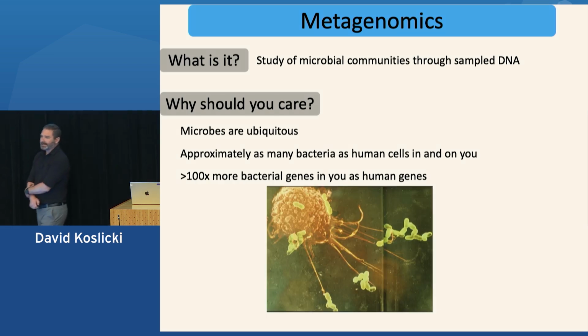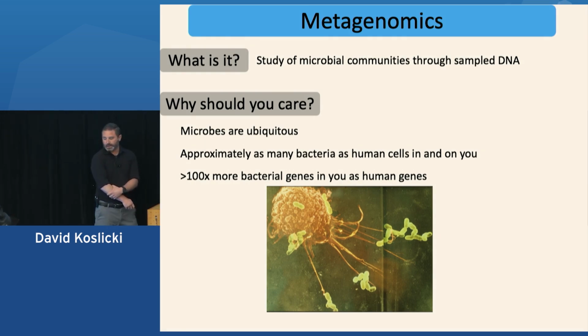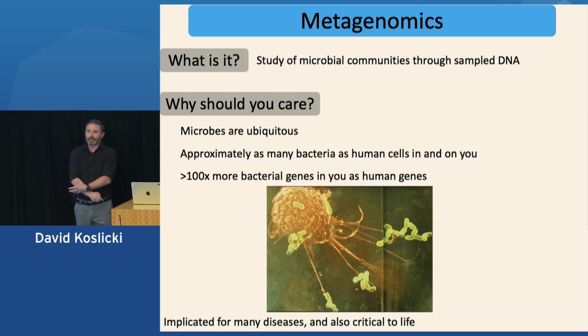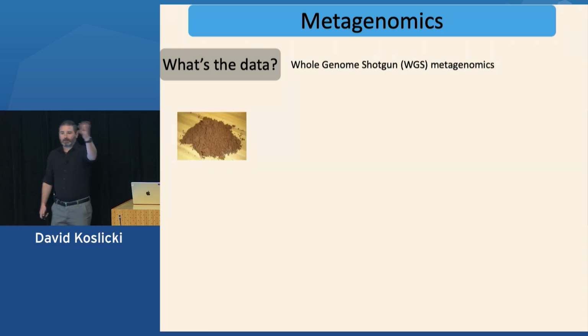And the reason for this is that bacteria can be tiny. So, a human white blood cell, and a bunch of E. coli. You can fit a lot of these things in you. These are implicated in lots of diseases, and are critical to life. You wouldn't be able to function without microbes. So how do we study it? What's the data? Well, we take an environmental sample.